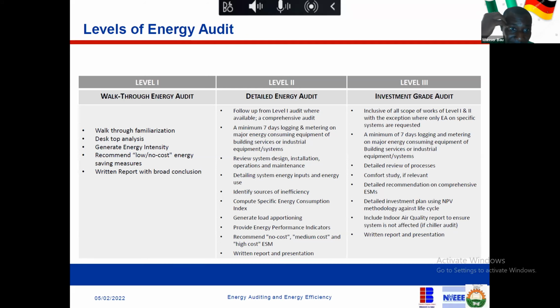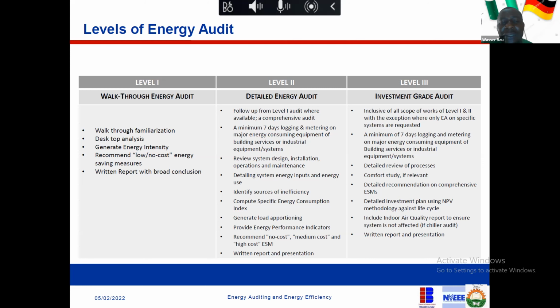What are the differences? You cannot have level 2 without level 1. You cannot have level 3 without level 2. That's just the major thing about it. For the walkthrough audit, it's a very simple thing, and that's most of what people are doing, because it does not cost a lot of money, and it is simple to audit. So for some of us, we're going to start with walkthrough audits.